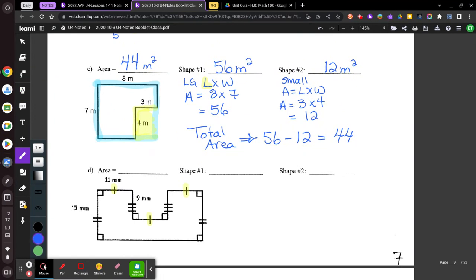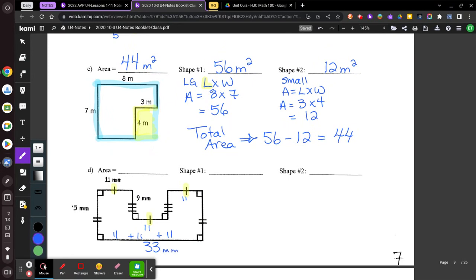Okay, so on this object here, the easiest way to do this is to write all the other unknowns on it. So I know this is 11 and this is 11. So if I wanted to find the whole bottom line, it would be 11 plus 11 plus 11. So the bottom line is going to be 33 millimeters.